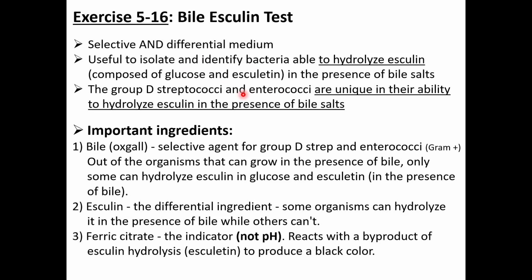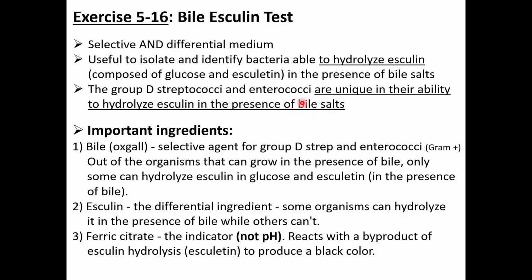And one thing that certain microbes and certain bacteria can do is to break down this compound, esculin, in the presence of bile salts. Usually we have a certain group of bacteria called the group D streptococci and enterococci that have this very unique ability to break down esculin, this compound made of glucose and esculetin, in the presence of bile salts.